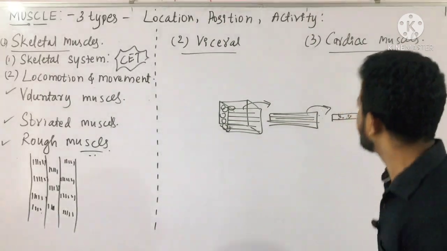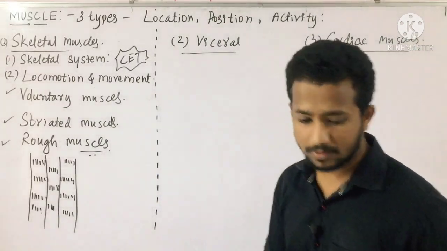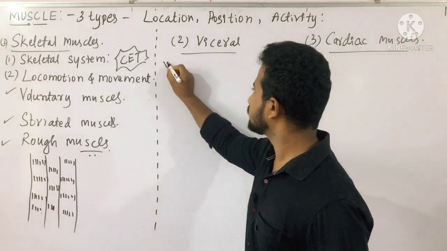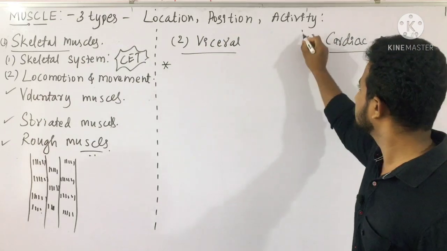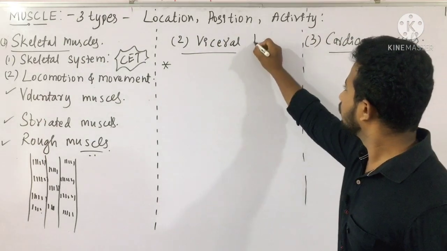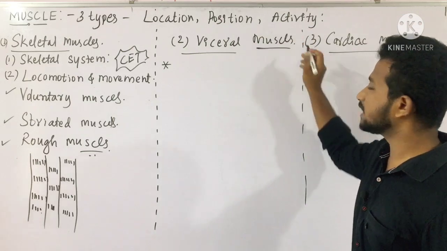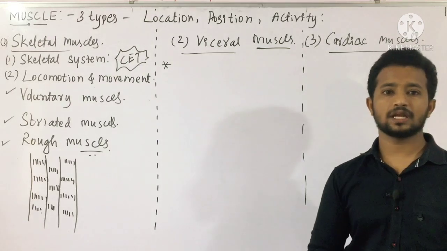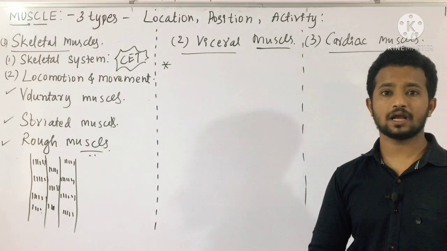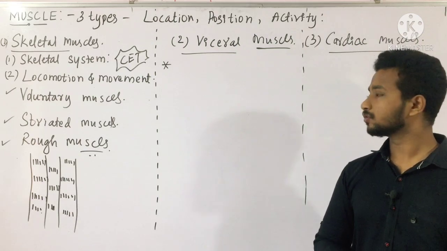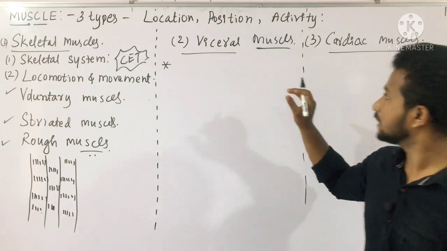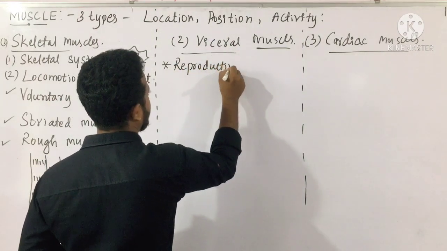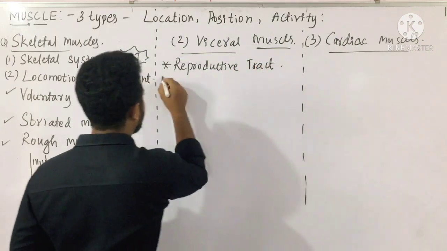The next one is visceral muscles. These visceral muscles are attached to the visceral organs of our body, like the intestine, reproductive tract, digestive tract, genital tract, and alimentary canal. So all kinds of tubular organs and visceral parts of the body. Consider the reproductive tract and the alimentary canal.